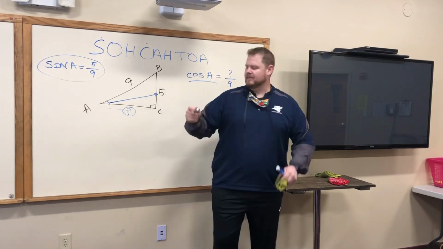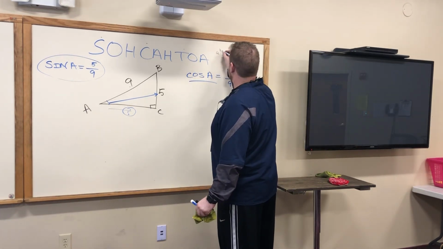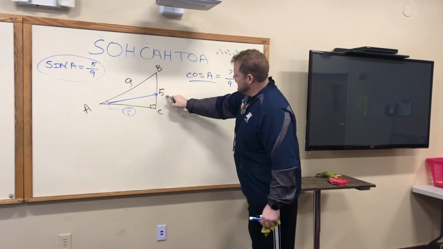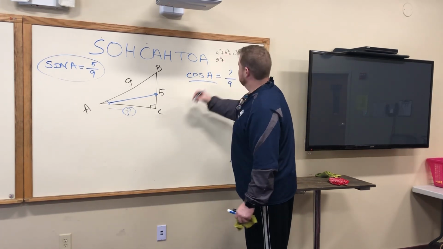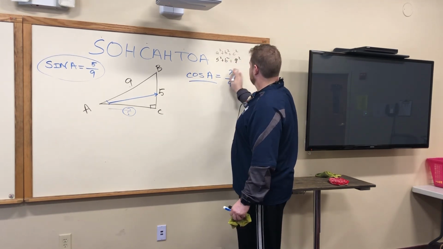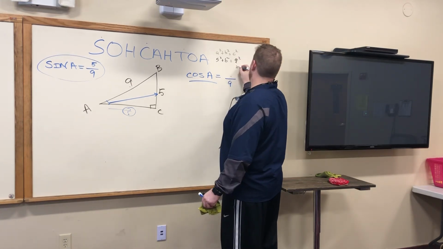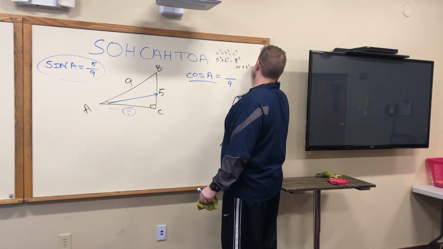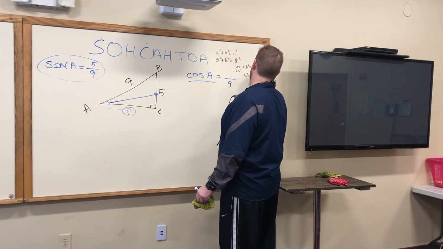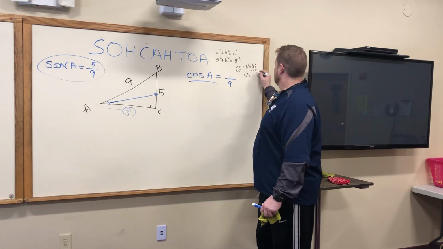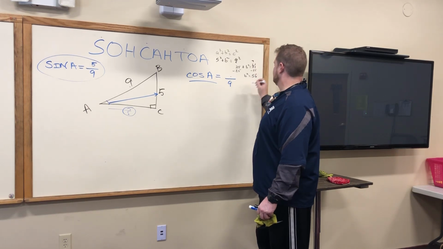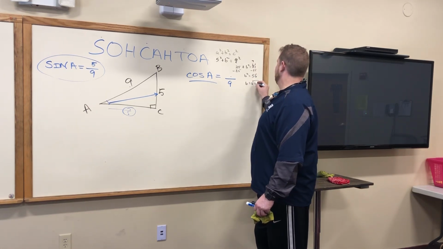So use the Pythagorean theorem. The Pythagorean theorem is a squared plus b squared equals c squared. So our a, 5 squared, plus b squared, c squared, 9 squared, right? So if we do the math on that, we're left with 25 plus b squared equals 81. Subtract 25, subtract 25. B squared equals 56. So b equals the square root of 56.